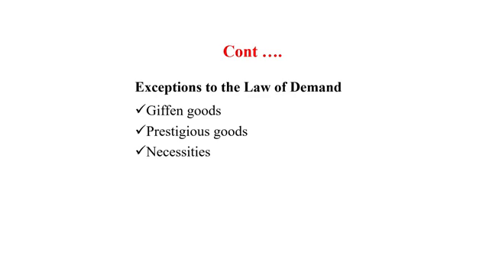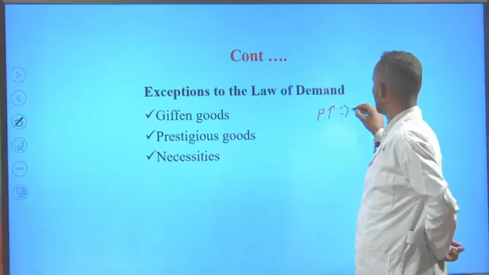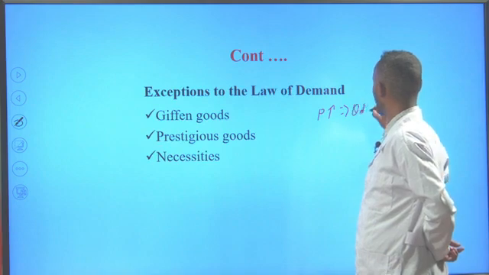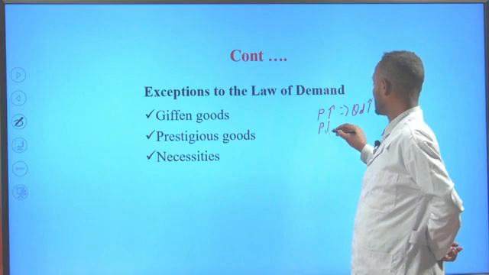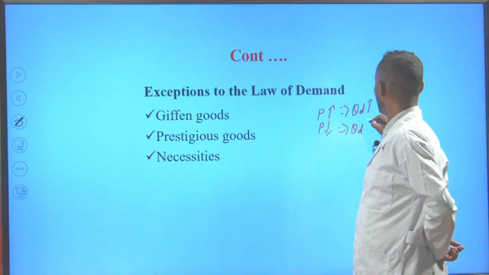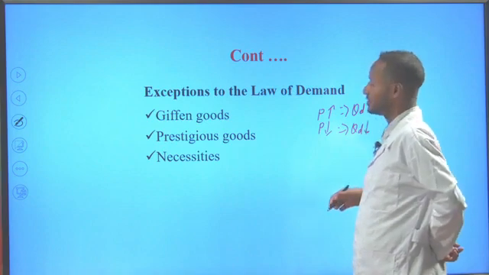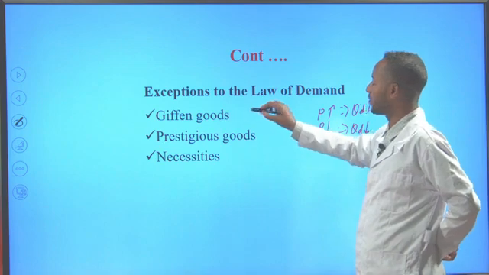There are exceptions to the law of demand. These are violations of, or against, the law of demand. That means as the price of a commodity increases, the quantity demanded for the commodity may not decline, or it will increase. And as the price of a commodity decreases, the quantity demanded for the commodity will decline or remain unchanged. Among these exceptions, one of the exceptions is Giffen goods.